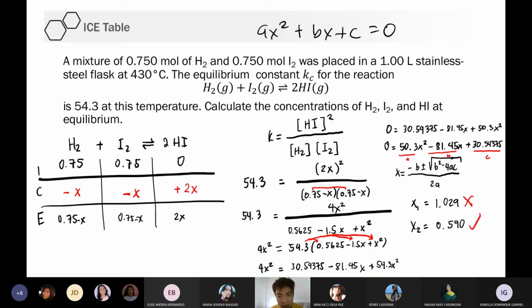Kapag magiging negative yung equilibrium concentration mo, that's not it. Also, kapag negative yung value ng x, hindi rin yun. Okay, kunwari, negative something. Hindi rin yun yung gagamitin mo. Okay? So, kailan mo i-reject yung value ng x? If it is negative or it will give a negative concentration. Okay. So, dun tayo sa mga positive concentrations lang. Okay, so I will use x equals 0.59.